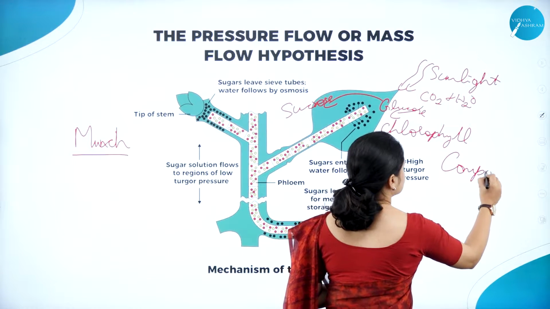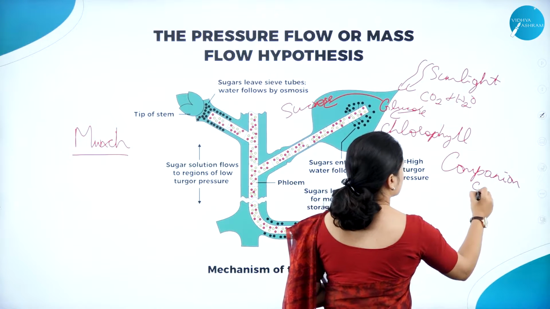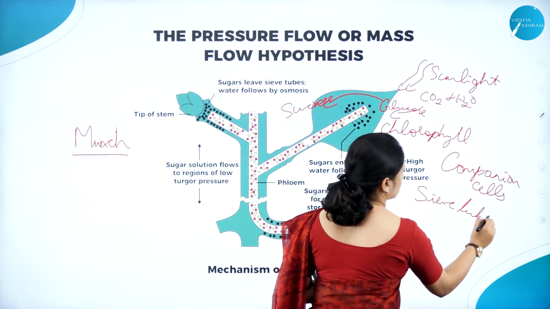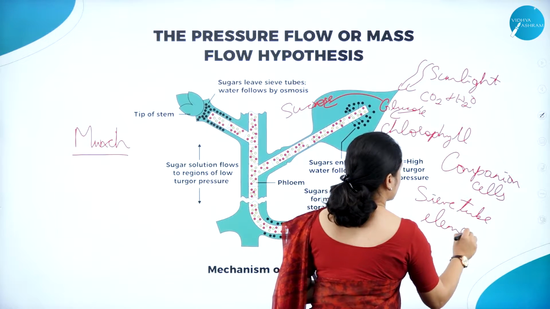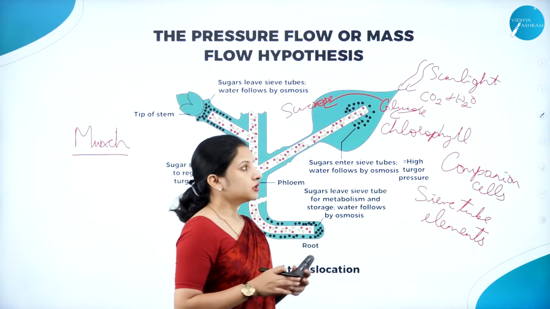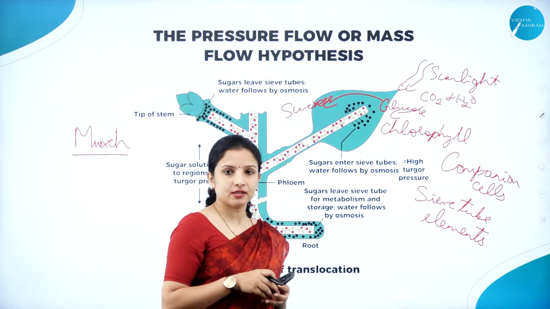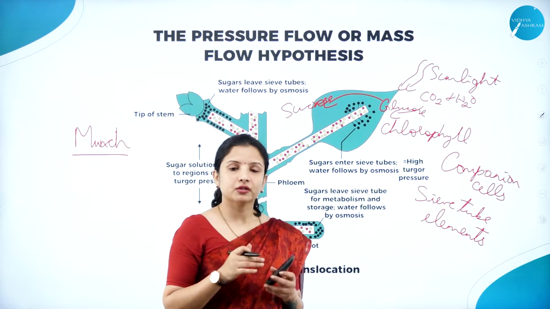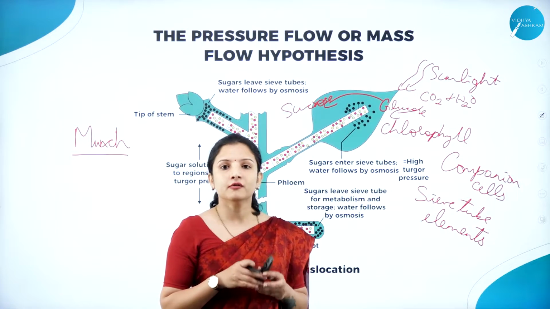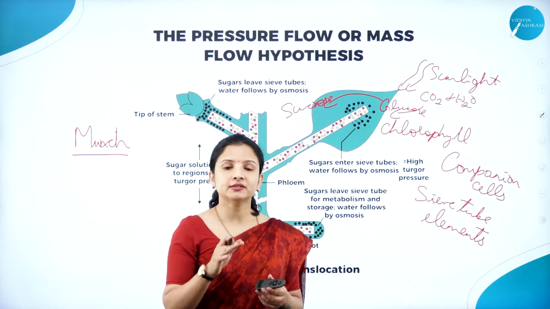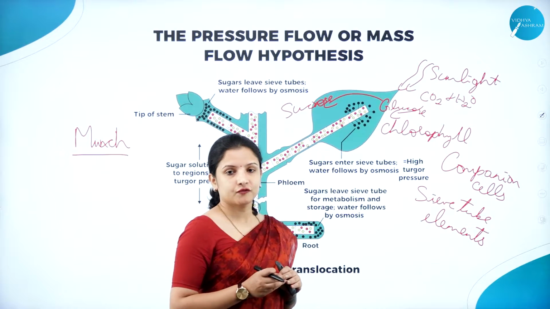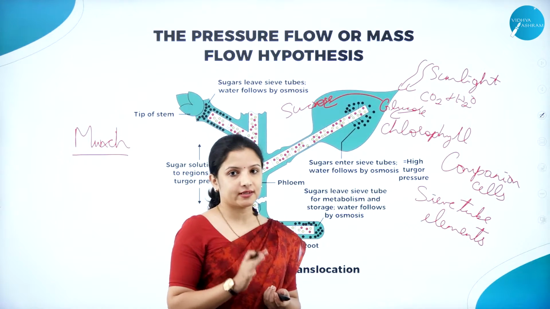That is, companion cells and sieve tube elements. Companion cells and sieve tube elements. So whatever sucrose is produced in the leaf, it will travel through the mesophyll cells of the leaves, and then it will enter into the phloem, right? In the phloem, first it enters into the companion cells of the phloem. So first, the sucrose that is formed will enter into the companion cells of the phloem.